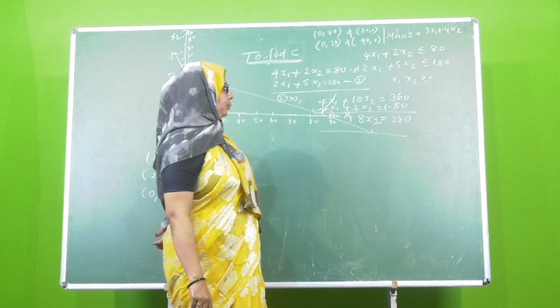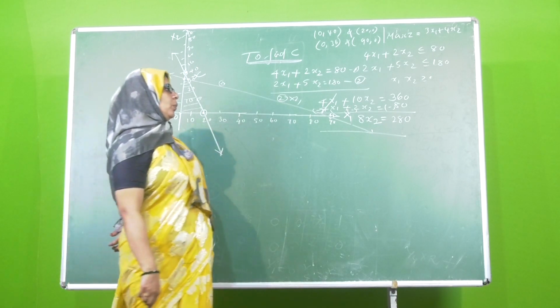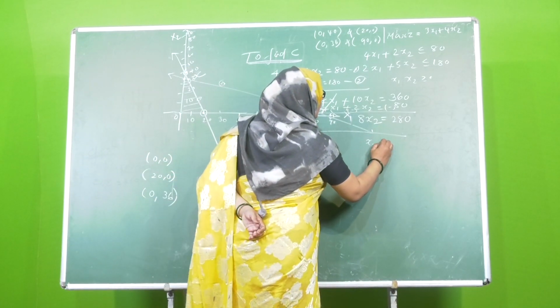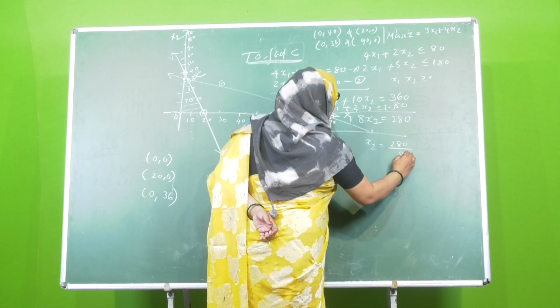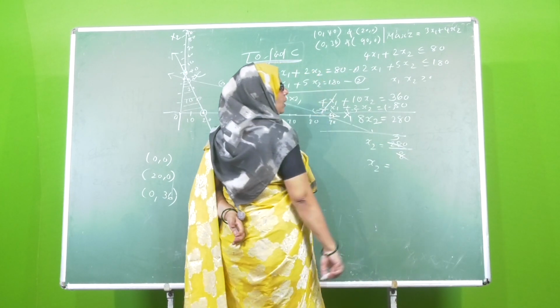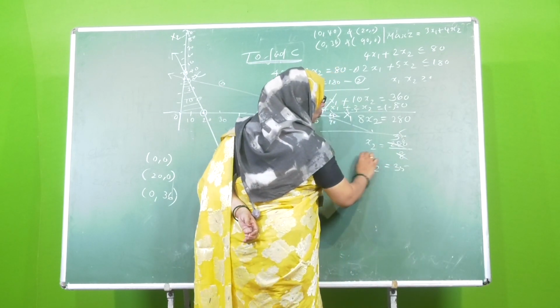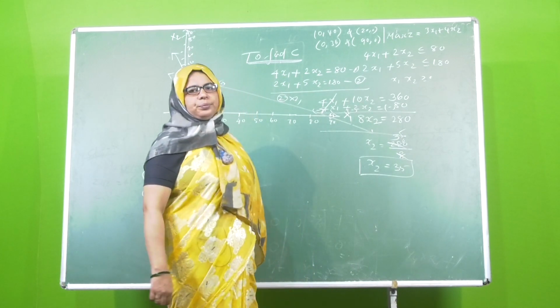280. So x2 is equal to 280 by 8. 8 3s are 24, balance 4, 8 5s are 40, that is x2 is equal to 35.